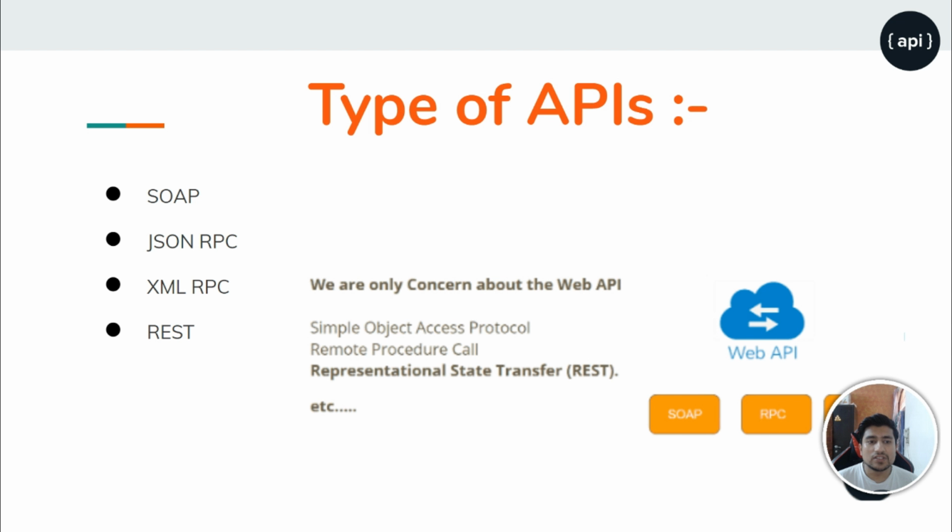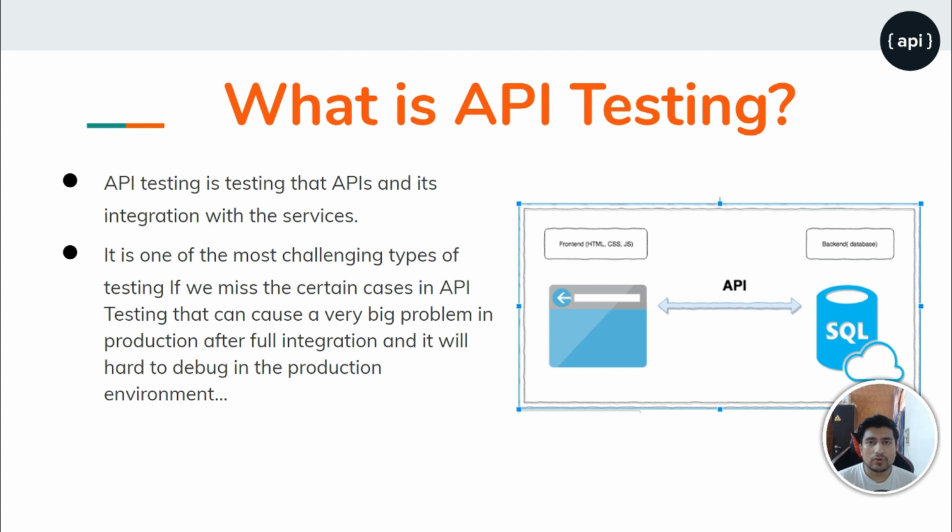So the first one is SOAP, JSON-RPC, XML-RPC, and REST. These are four major types of APIs available, and we are going to discuss more about them in a minute. Before that, we need to understand what API testing is. The simplest way to answer this is that testing an API is API testing, right?